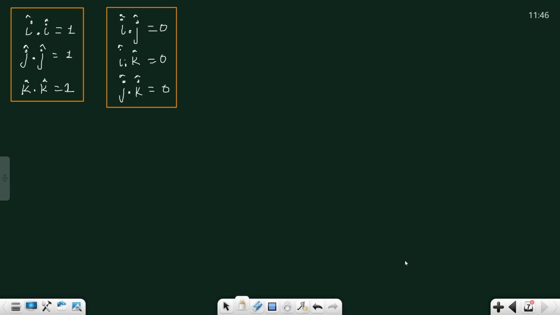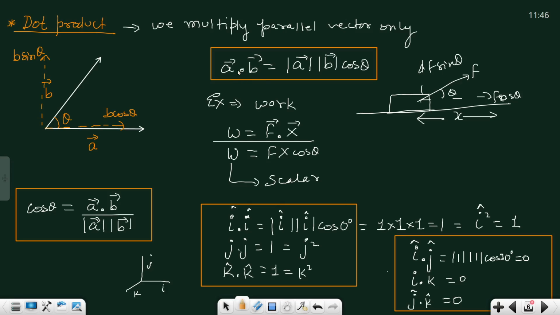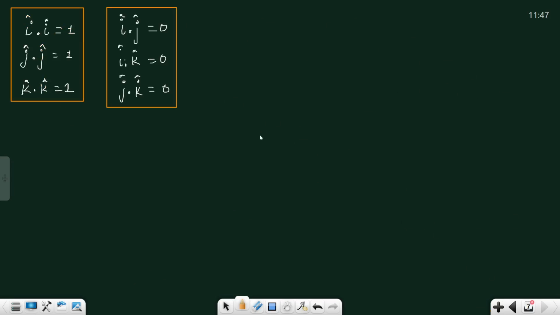Now we will learn how to calculate the dot product. This one was the formula, but we don't know how to operate this a dot b. Now we will see how to operate it. If you have a vector a, which is 2i minus 3j plus 4k, and b vector, which is i minus j plus 2k, when you go for the dot product, what do you need to apply?